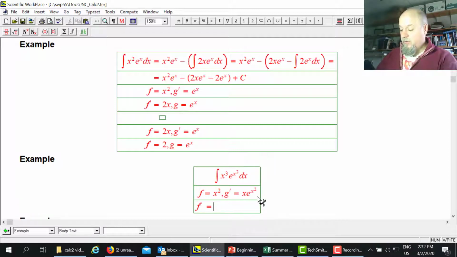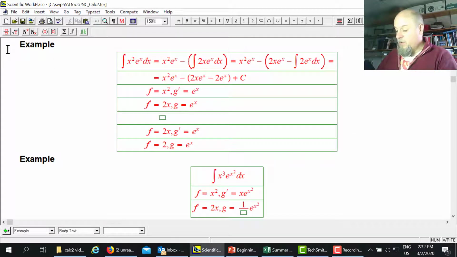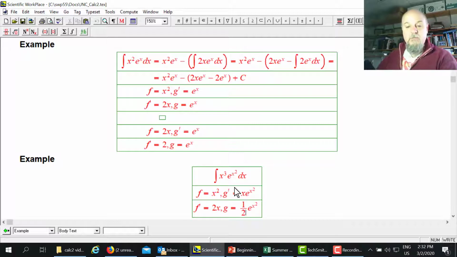So f prime is equal to 2x, sure, and when I integrate this, I'm going to get e to the x squared, and I'm going to get a half out front here. So I'm not doing the substitution out formally, I'm just sort of checking here. If I differentiate this, e to the x squared is e to the x squared times 2x. The 2 is going to cancel, and that's going to leave this x here.